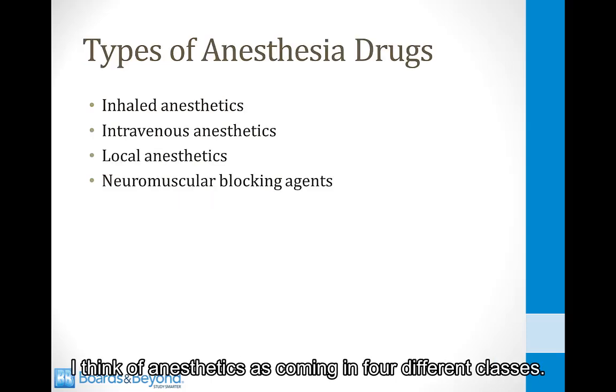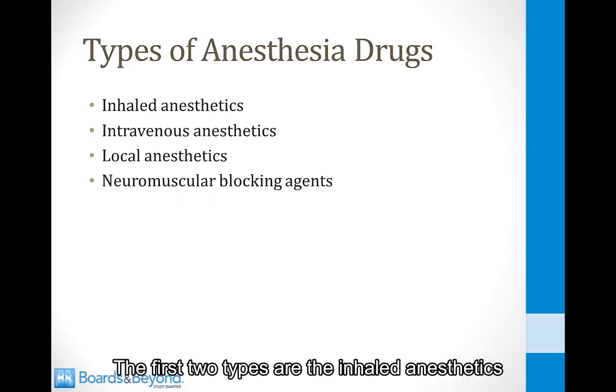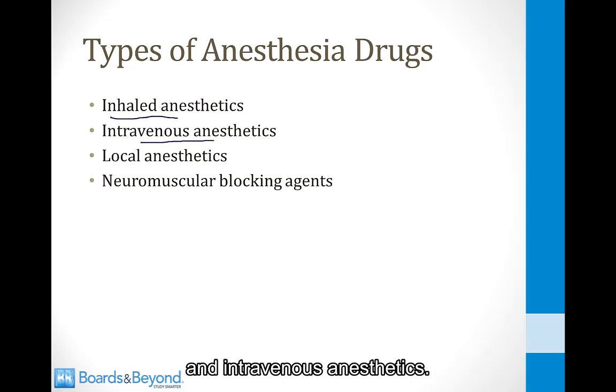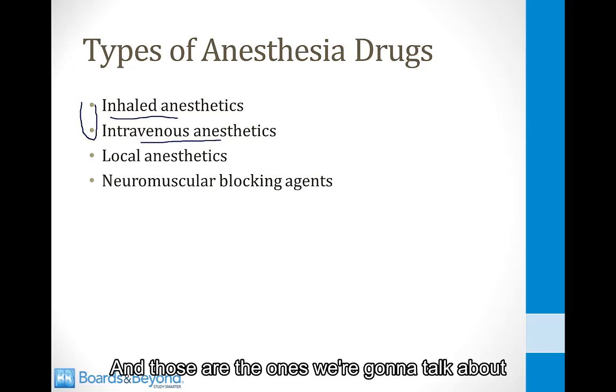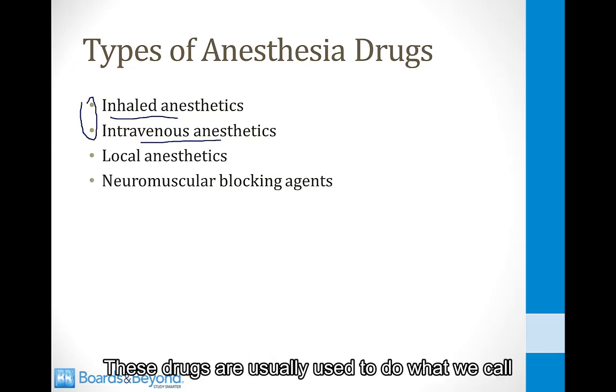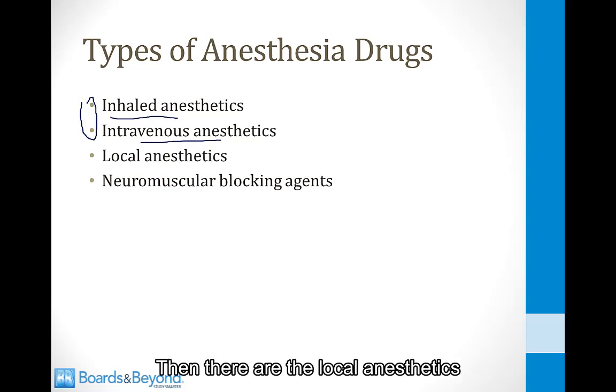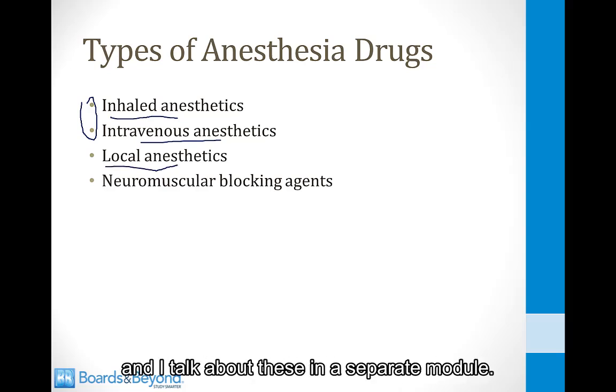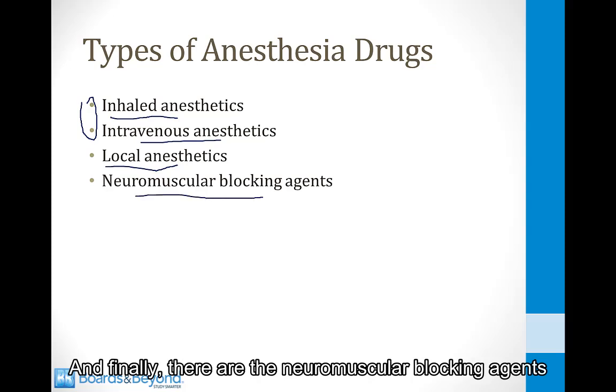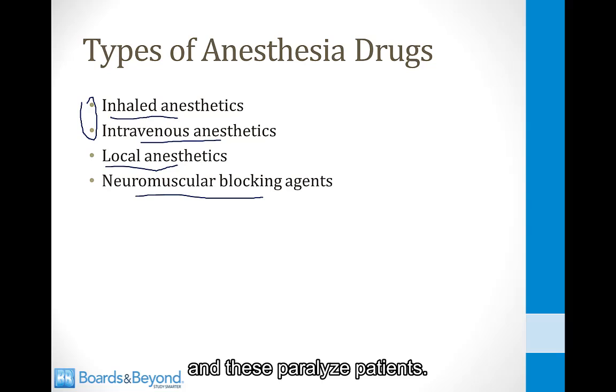I think of anesthetics as coming in four different classes. The first two types are the inhaled anesthetics and the intravenous anesthetics, and those are the ones we're going to talk about in this module. These drugs are usually used to put people to sleep for surgical procedures or other medical interventions. Then there are the local anesthetics, which numb the skin or nerves, and I talk about these in a separate module. And finally, there are the neuromuscular blocking agents, and these paralyze patients, and we have a separate module on that as well.